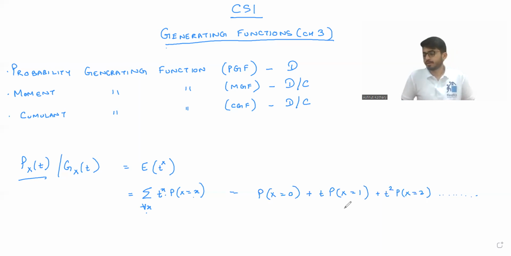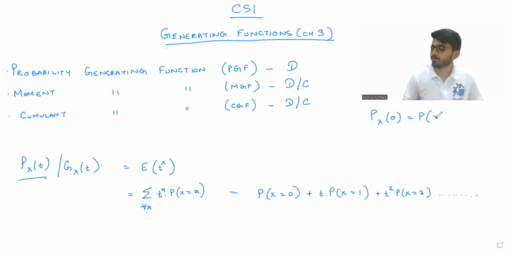Now, let us look at a few properties. If I put t as 0 in this expansion, what do I get? All terms which have t shall become 0. We will be left with only probability x equal to 0. If I take the value of t to be 0, all these other terms will come out to be 0. So one result which I can write is P_X(0) is nothing but probability x equal to 0.